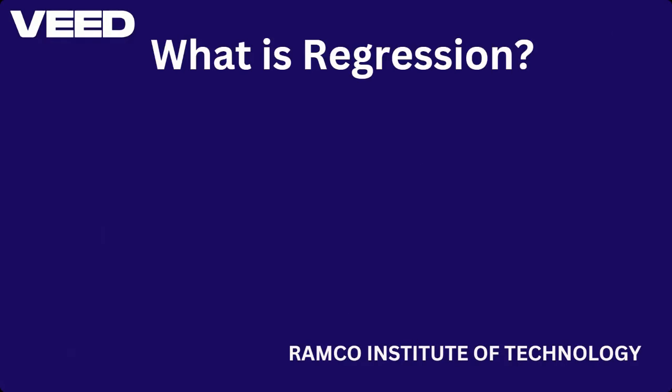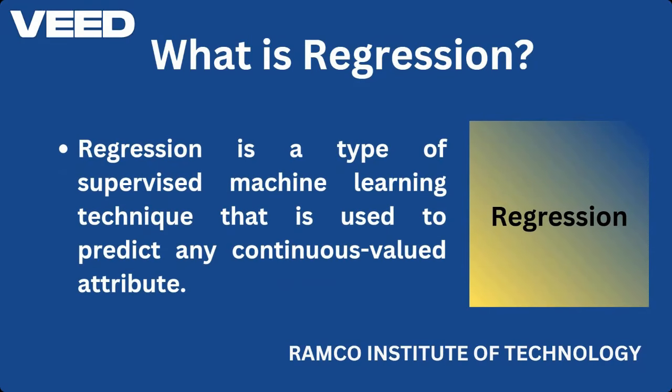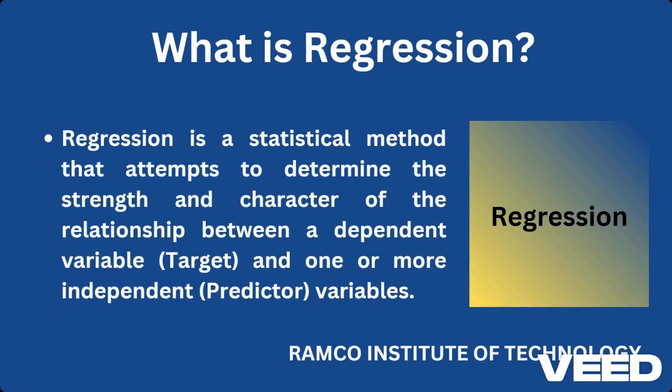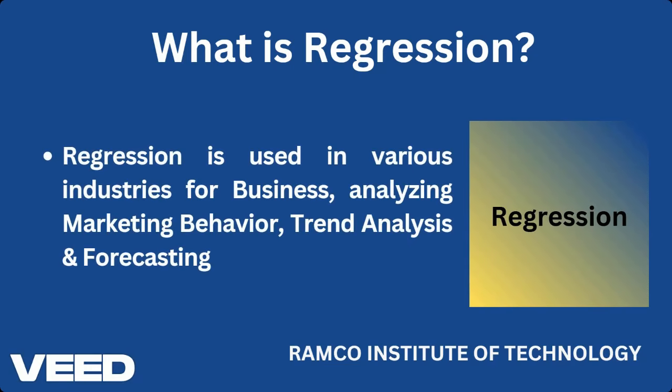Before getting to know what linear regression is, let us see what regression is first. Regression is a type of supervised machine learning technique that is used to predict any continuous valued attribute. Regression is a statistical method that attempts to determine the strength and the character of the relationship between a dependent variable and one or more independent variables. The dependent variable can also be called the target, and the independent variables can also be called the predictors. Regression is used in various industries for business purposes, analyzing marketing behavior, trend analysis, and forecasting.